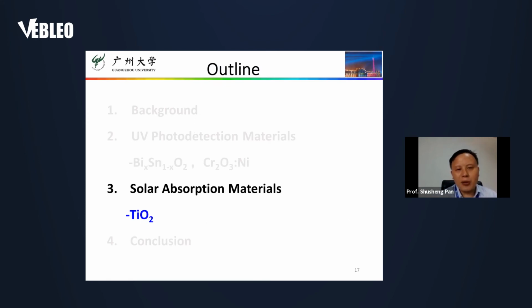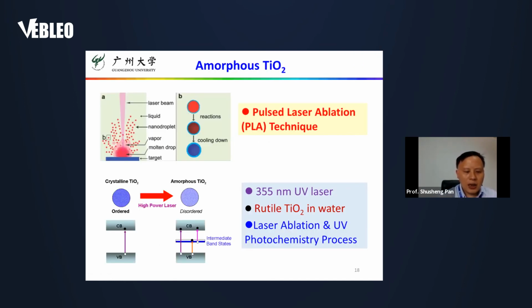The third part of my presentation is about solar absorption materials, amorphous titanium oxide. It is well known that titanium oxide is widely used in photocatalysis and solar cells. However, due to its wide band gap, the titanium oxide has weak absorption in the visible light range.